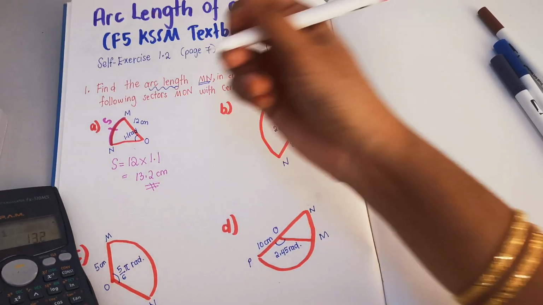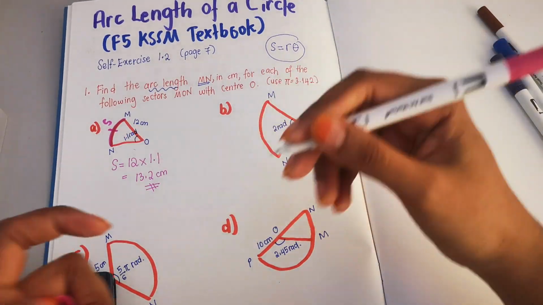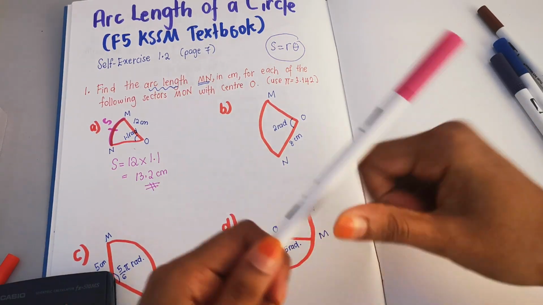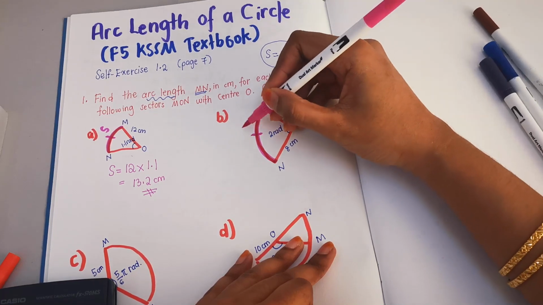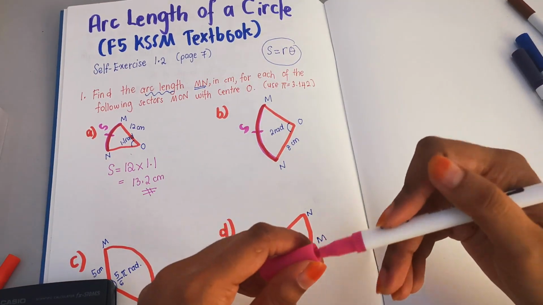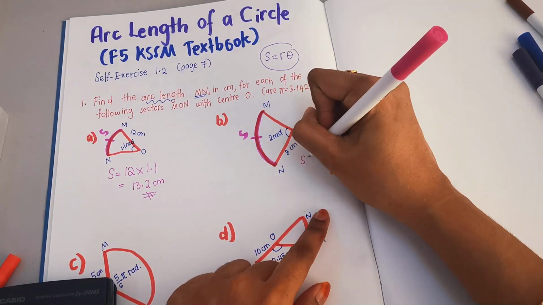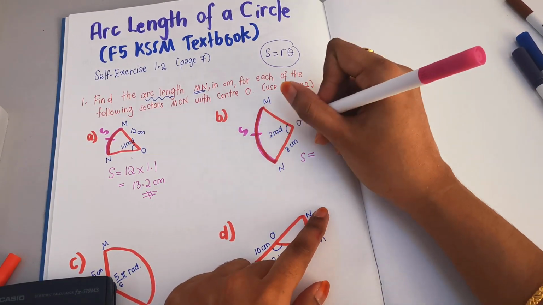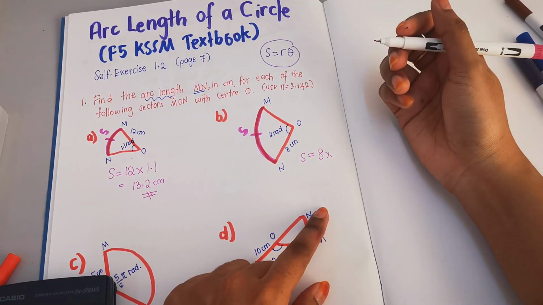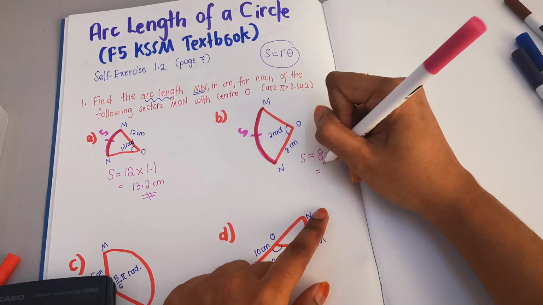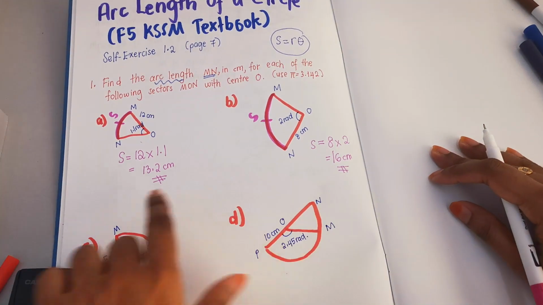Of course length will always be in centimeter. All right, I think that's pretty easy. Now we go to B. Look at here, the arc length MN, this part, so this is our S. Always identify which part you are finding. So substitute the radius. Here the radius is 8 centimeter. What is our theta? Our theta is 2 radian. So it's also easy. We straight away get the answer, 16 centimeters.